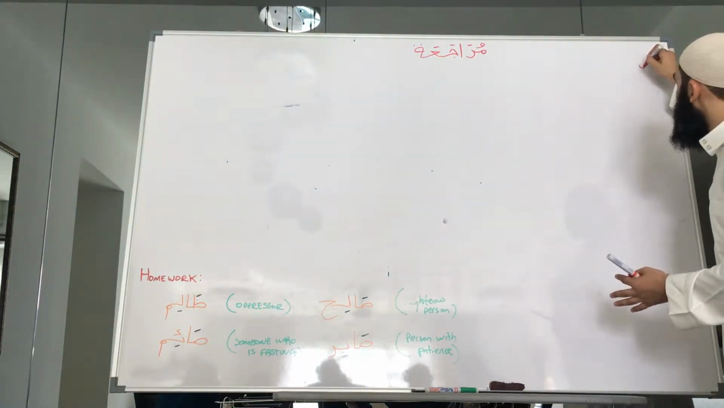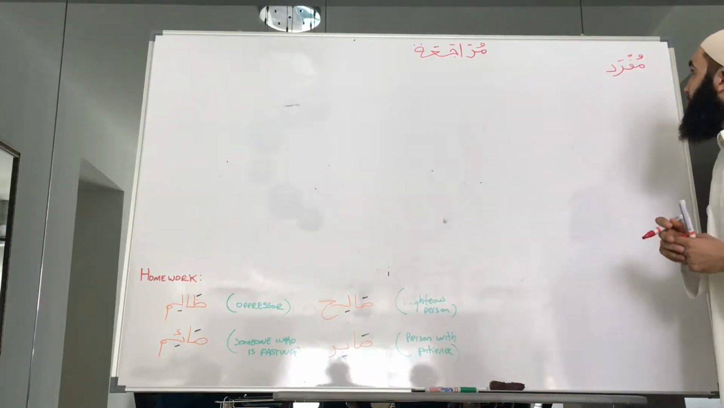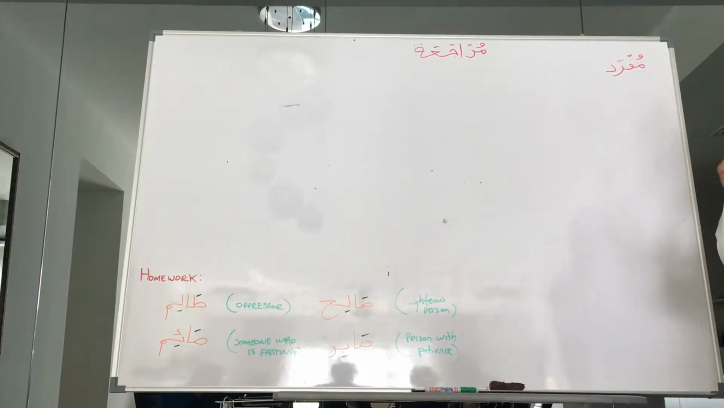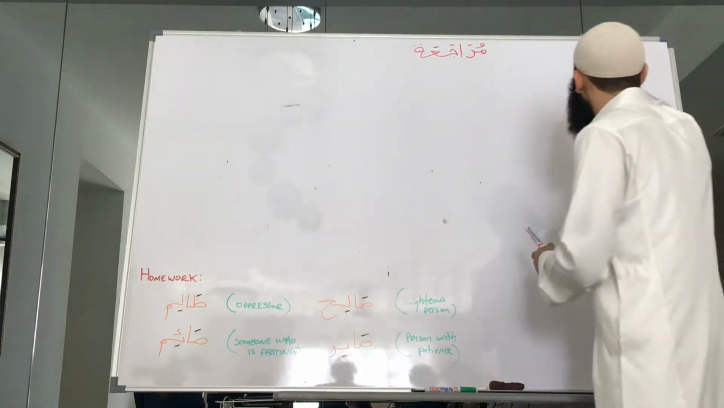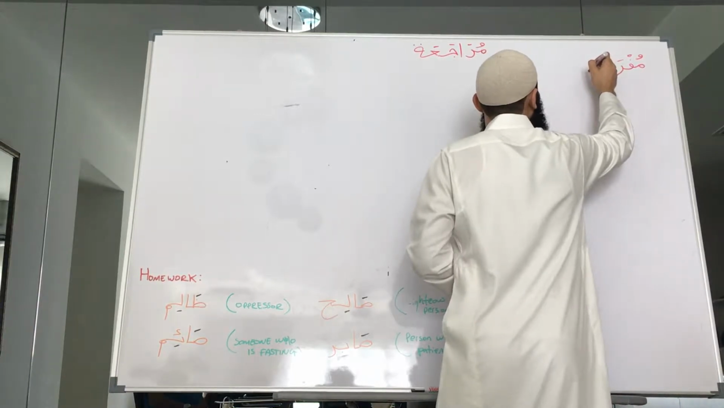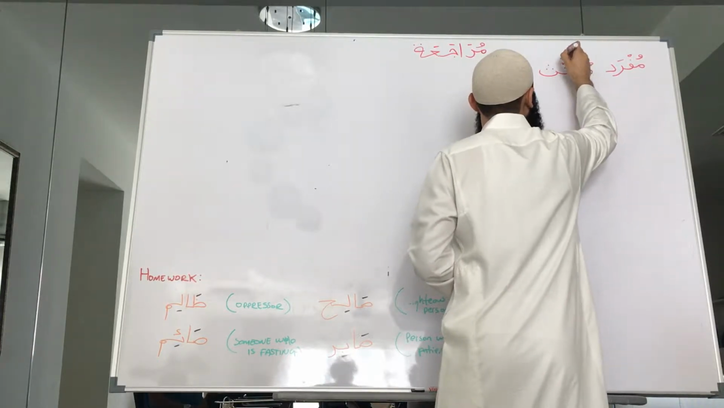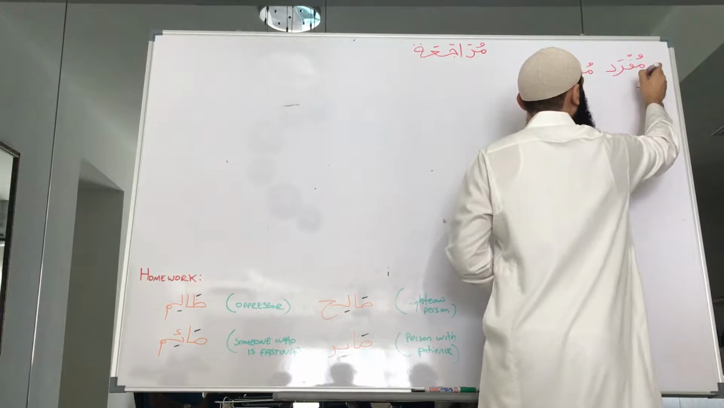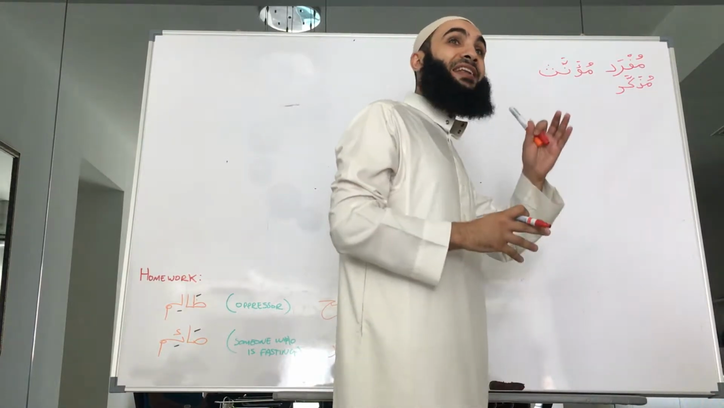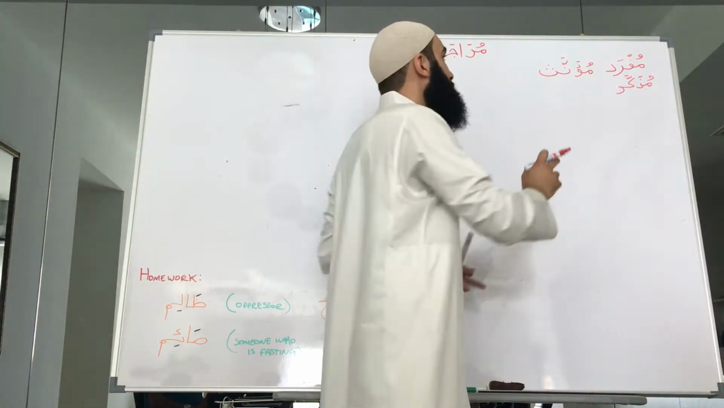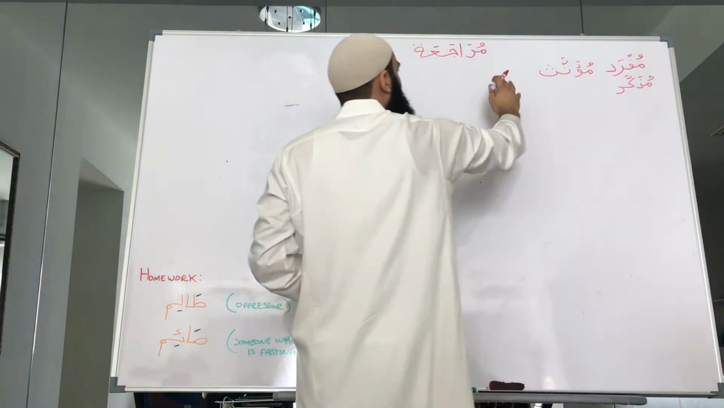The first one we said is called mufrad. What does mufrad mean? Mufrad means singular. We have mufrad mudhakkar and mufrad mu'annath. What does mudhakkar mean? Masculine. Mu'annath means feminine. So we have the mufrad mudhakkar and the mufrad mu'annath.